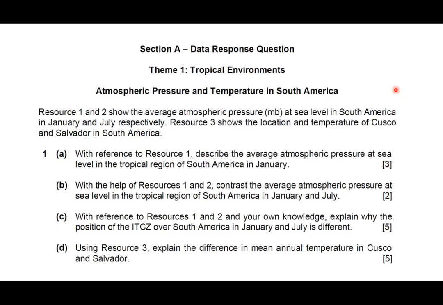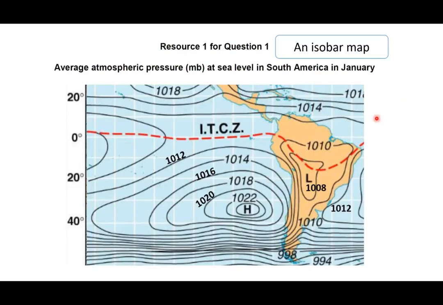So let's have a quick recap of our MSA question. The MSA DRQ is on the atmospheric pressure and temperature in South America. You were given three resources. The first resource is an isobar map. You can also call it an isoline map, but if you want to be more precise, it is an isobar map showing isolines of atmospheric pressure, which is isobars. This map shows you the average atmospheric pressure at sea level in South America in January. It also shows you the position of the ITCZ.